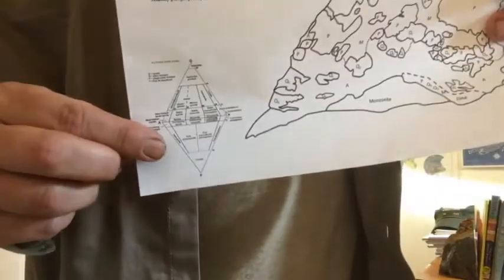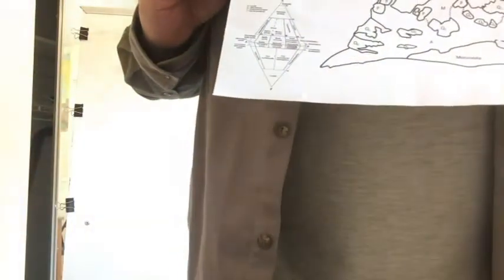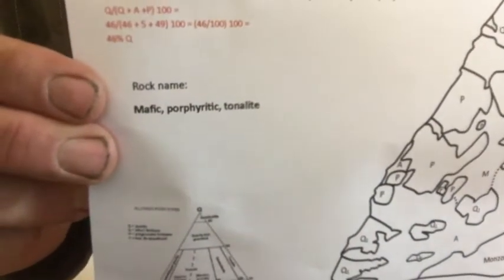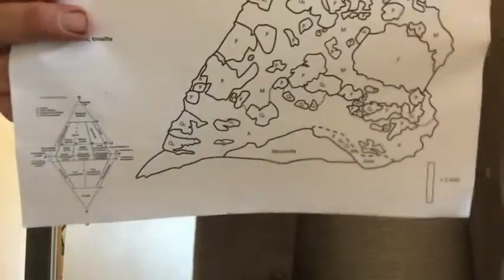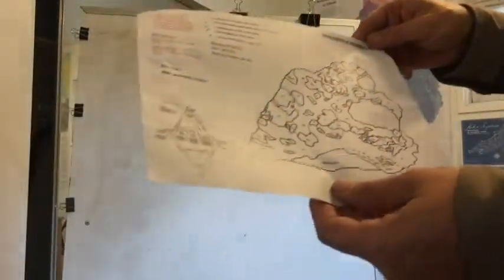Over here is just a QAPF diagram, small scale. It's written tiny. And here's what I decided to call it. It's a mafic porphyritic tonalite. Porphyritic just means big, huge chunks like pegmatite. But this does exist in a dike, as you saw in the picture. So that's what I finally decided to call it.